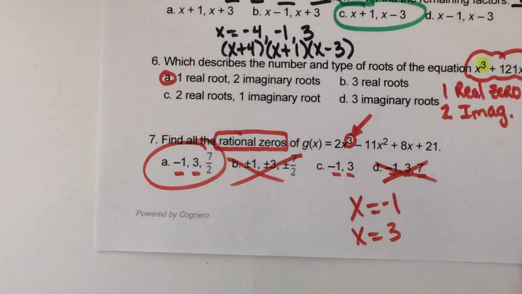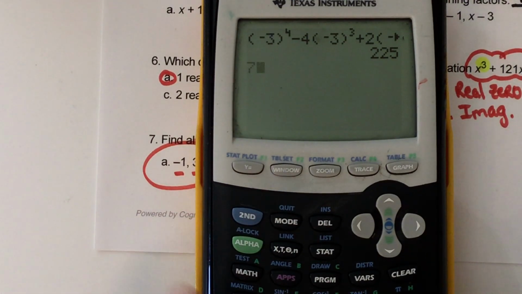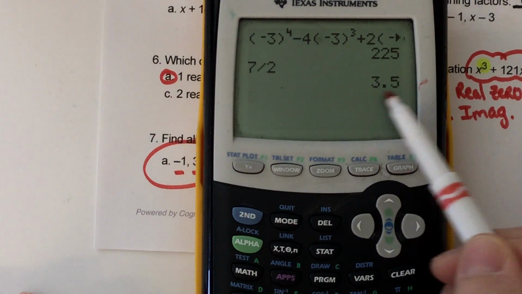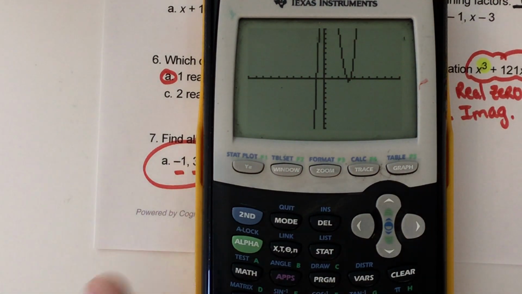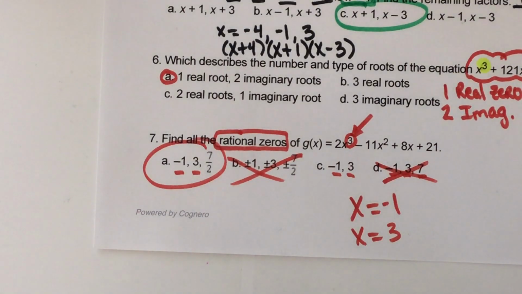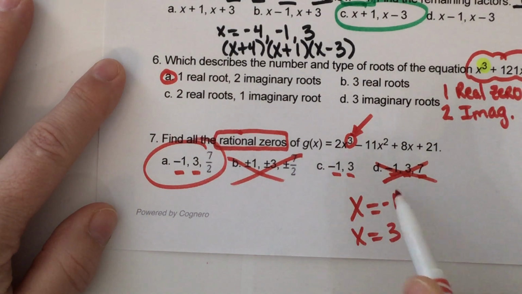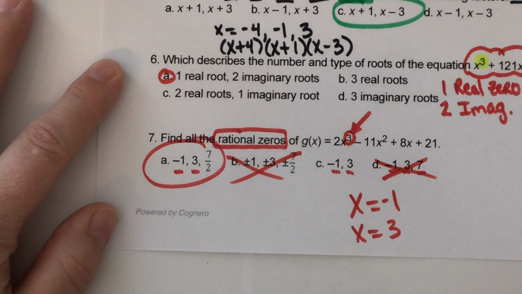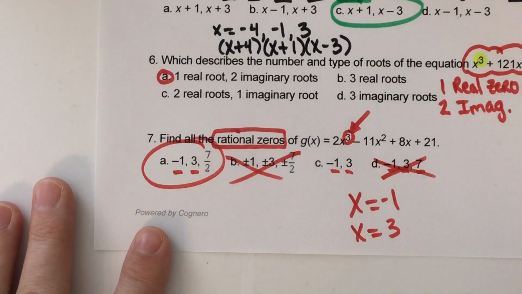Now, 7 halves, if you don't know what 7 halves is, if you go to your calculator and put 7 divided by 2, you get 3.5. Well, this very well could be 3.5 right here, because it's somewhere between 3 and 4, and 3.5 is definitely between 3 and 4. Okay, now I could have done this problem by finding one of the answers in the calculator, doing synthetic division and all that, and I could have found that 7 halves mathematically, but it's not necessary. Sometimes it's good to know some test-taking strategies too.